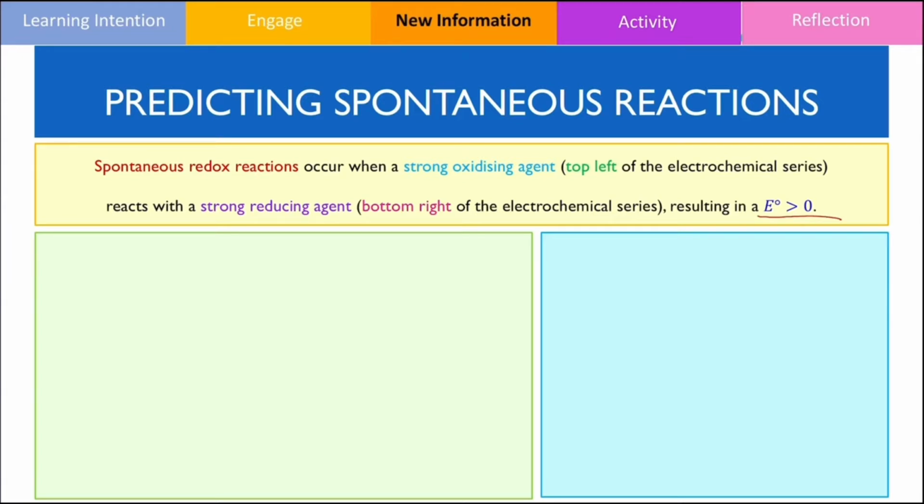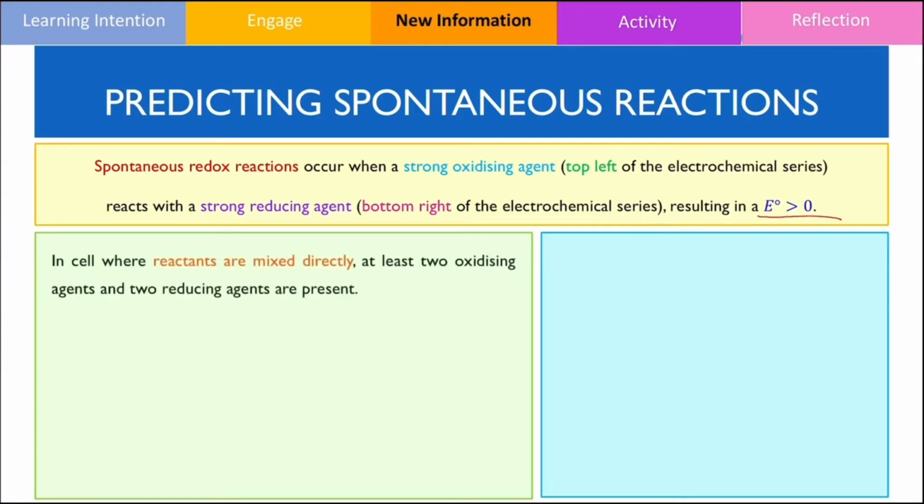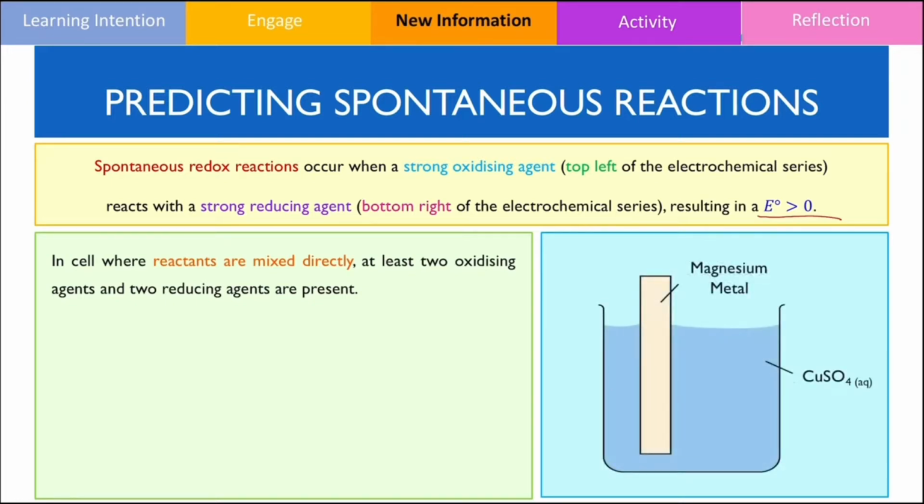It's worth mentioning that when you have reactants mixed together, please be aware that you have multiple species present that can act as the oxidant and reductant. For example, if I place a strip of magnesium metal into an aqueous solution of copper sulfate, you might assume that there may be 2 or 3 species present, but there's actually a total of 4 substances that can potentially take part in the redox reaction. Inside this beaker, you've got the magnesium metal, copper 2 ions, sulfate ions, as well as the water molecules since the electrolyte is aqueous.